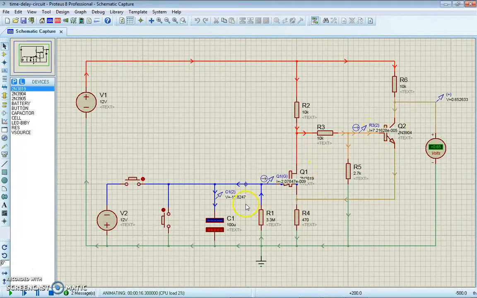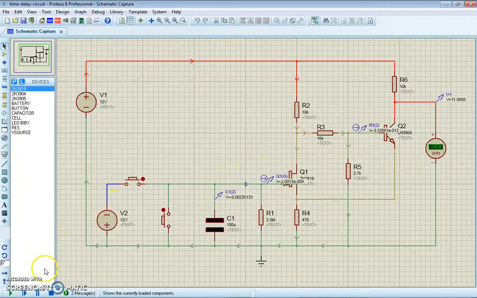C1 is discharging. As you can see, the voltage is increasing. The duration depends on the capacitance of C1. However, when we push S2, the capacitor is recharged, and the value read by the DC voltmeter becomes 12 volt.